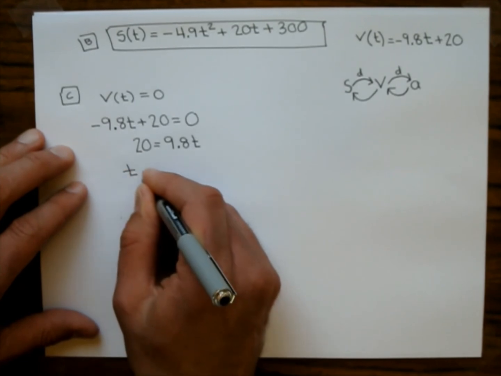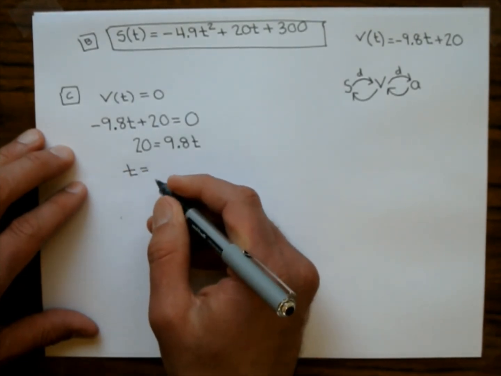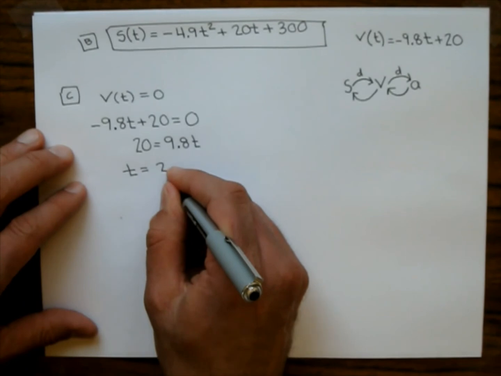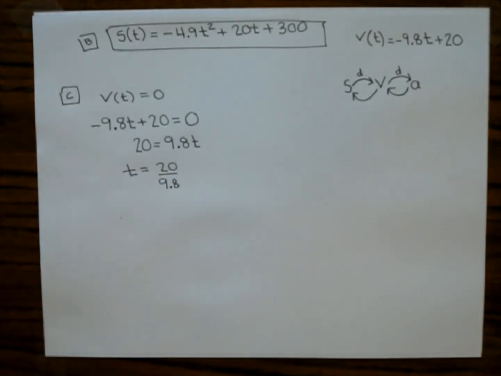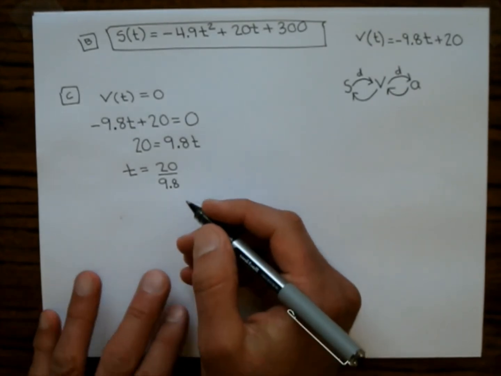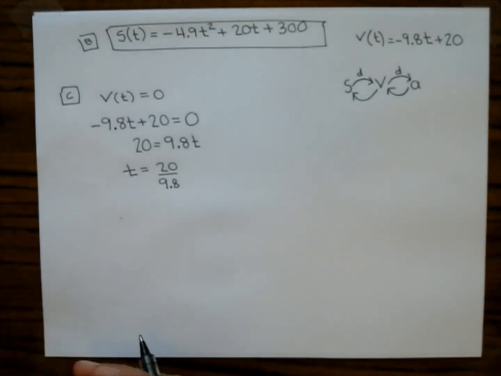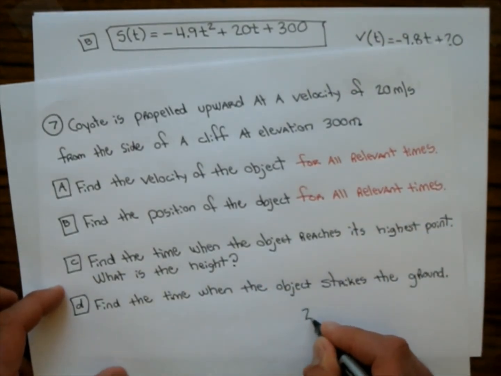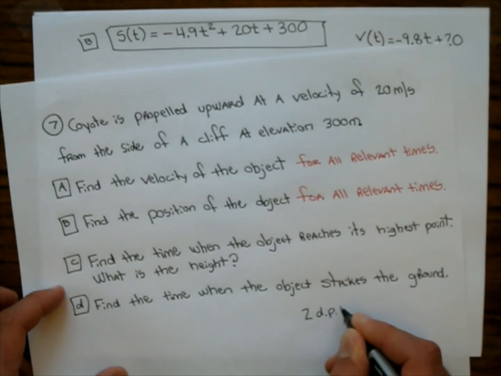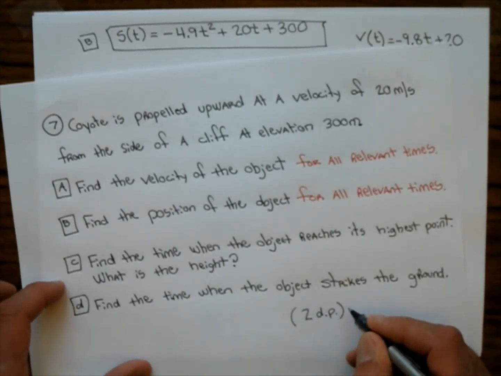So t equals 20 divided by 9.8. I've done these calculations before. Oh, here's my calculator. So 20 divided by 9.8. And so this, we're going to round. Let's say all of our answers are going to be 2 decimal places when we're asked to round, which will probably be on C and D.